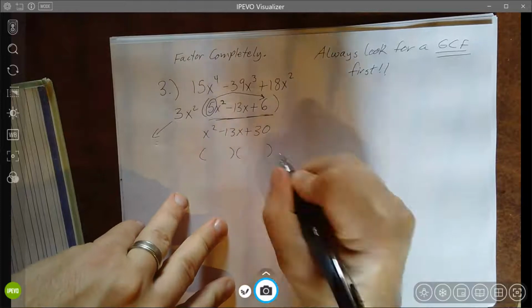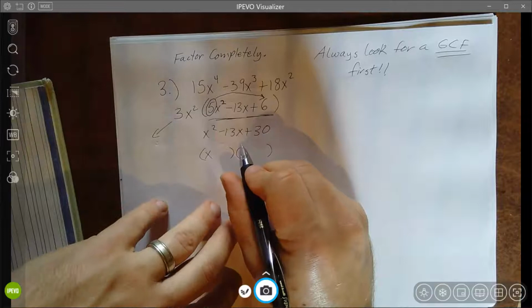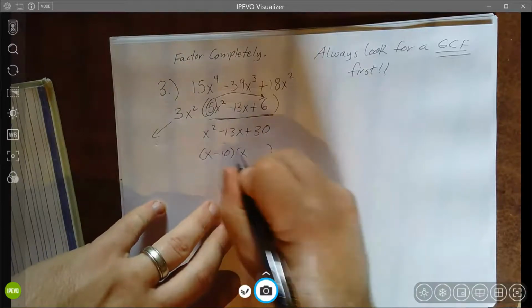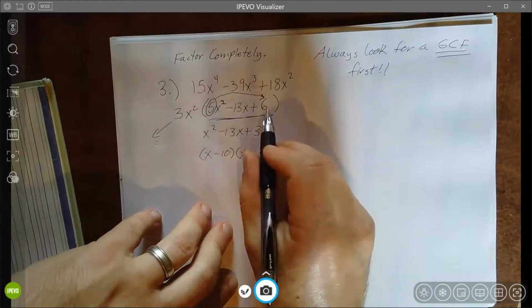Then I factor this x and x. What multiplies to get 30 and adds to get negative 13? That would be a negative 10 and a negative 3. Then I slipped the 5 down there with the 6.